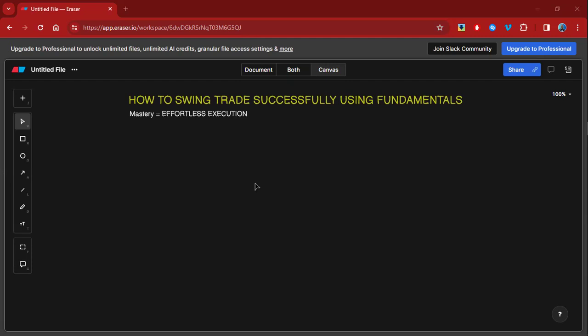And if you're not sure about what mastery actually is, mastery, like I have it on the screen there, it is effortless execution. So whenever you're learning something, the goal or the objective should be for you to get to a point where you can effortlessly execute that task, whatever it may be. So in this case, we're talking about fundamentals and swing trading. It is about mastery of that task.